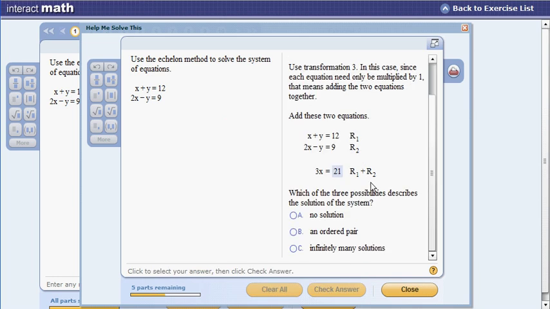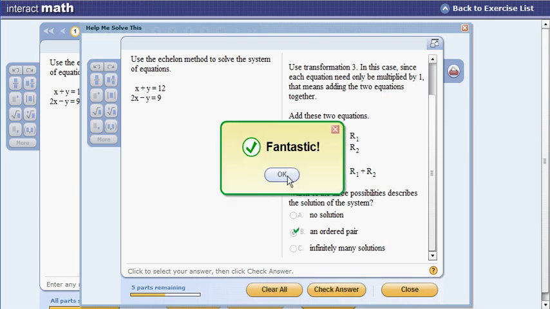And so now they say, which of the three possibilities describes the solution of this system? There's only three possibilities for solutions of a system of equations. There's either no solution, meaning the lines are parallel or never intersect. There's an ordered pair, meaning there's one specific x comma y value where these two lines will intersect. Or there's infinitely many solutions, meaning that these two lines are actually the same line. They could be the same line when you look at them, or one could be a multiple of the other. Either way, no matter what you plug in will work. There's infinitely many solutions. So I know that for this one, there's only going to be one solution, an ordered pair. So I hit B, and they tell me, fantastic.